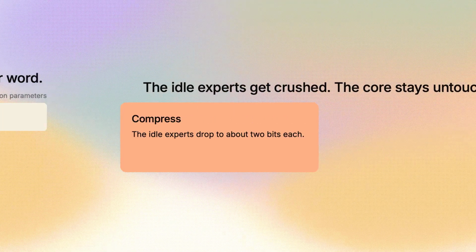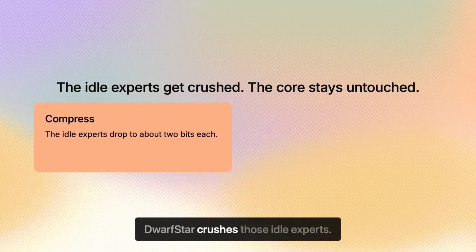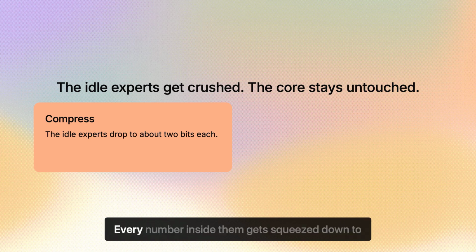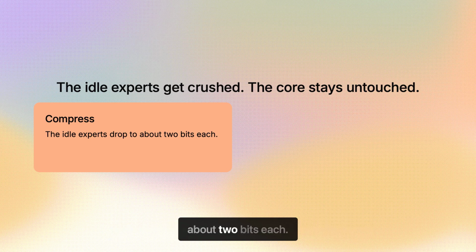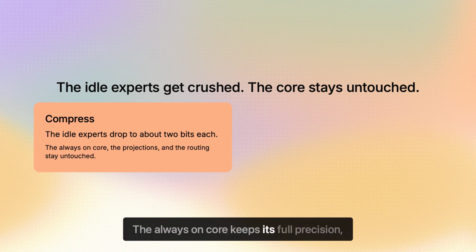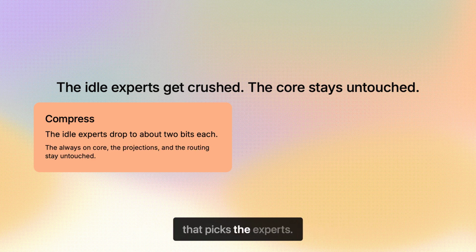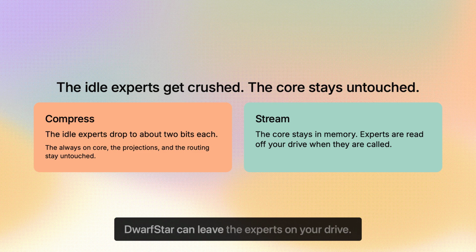First, DwarfStar crushes those idle experts. Every number inside them gets squeezed down to about 2 bits each. That is almost no space. The always-on core keeps its full precision, and so does the part that picks the experts. That protects the quality.